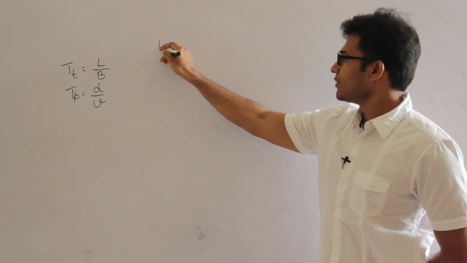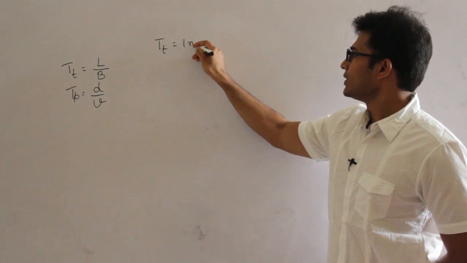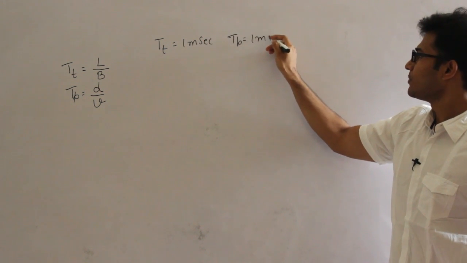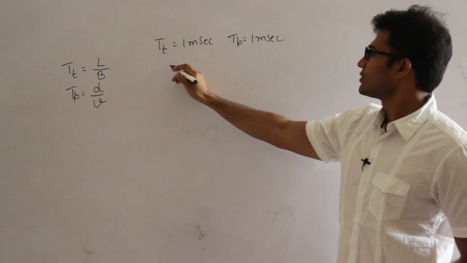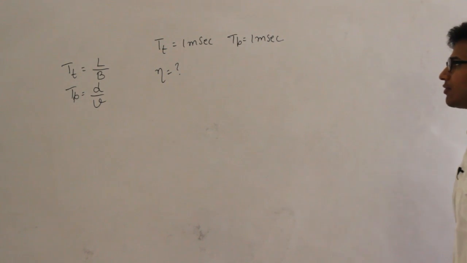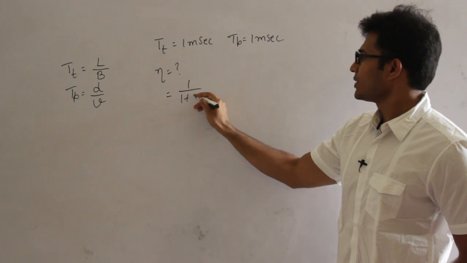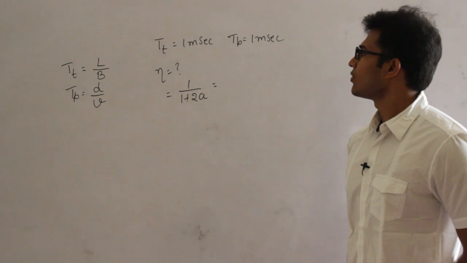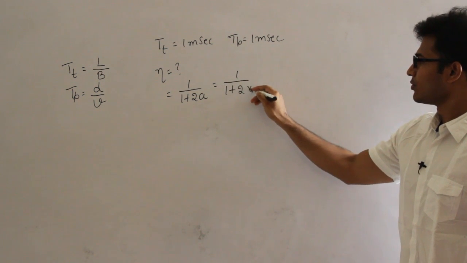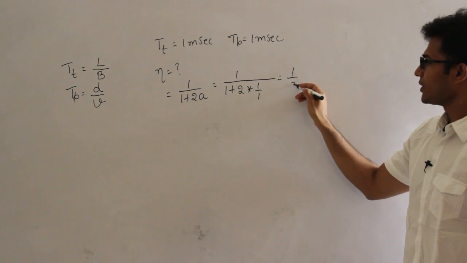Let us say the question is given in such a way that if you calculate Tt, you got 1 millisecond, and if you calculate Tp, you got 1 millisecond. Now the question is, what is efficiency? Okay, given that Tt equals Tp equals 1 millisecond, efficiency is what? Efficiency is 1 upon 1 plus 2a, right? So what is 1 upon 1 plus 2a? 1 upon 1 plus 2 into Tp by Tt, which is 1 by 1, which is nothing but 1 by 3.